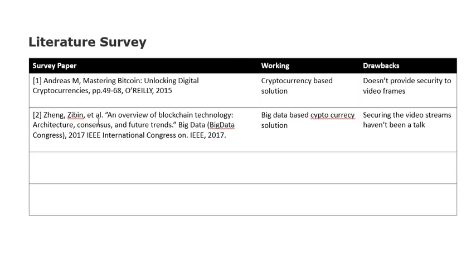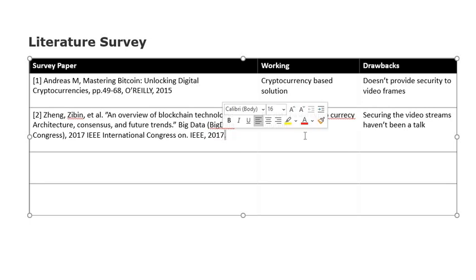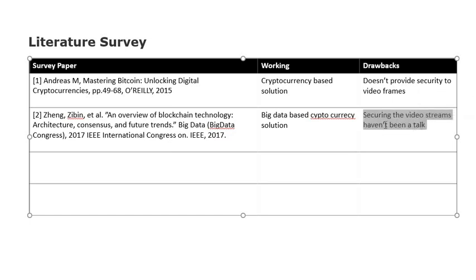And the second paper is An Overview of Blockchain Technology: Architecture, Consensus, and Future Trends. This was proposed by Zeng Zibin in 2017, and this also works on cryptocurrency, but it has also integrated a big data environment. Okay, but still this particular author talks about textual data, but doesn't talk anything about securing the video streams, which is not possible in this approach.